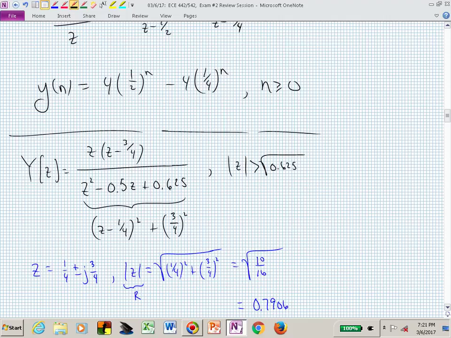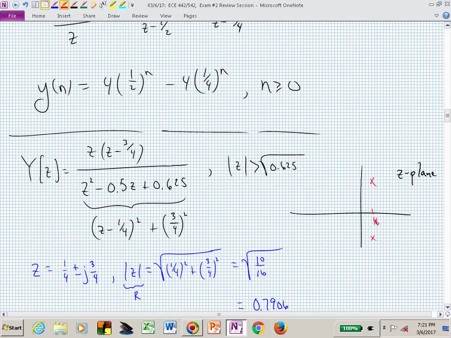Meaning, if we want the radius, we just find the magnitude or the hypotenuse of the right triangle formed from, now we're seeing that we have in the z-plane poles at 1/4 plus and minus j 3/4. So there's 1/4, here's j 3/4, and here's minus j 3/4. And there are our poles.